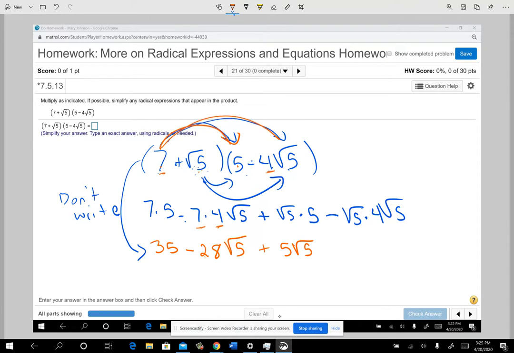And then over here, we wind up having 5 and this 5 being on the inside. So you basically have a 4 and then a square root of 5 and another square root of 5. So these are both on the inside, so they get multiplied back underneath.